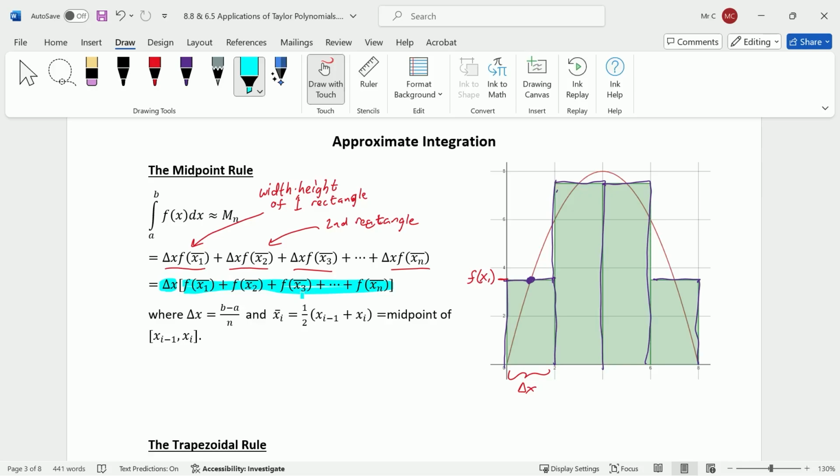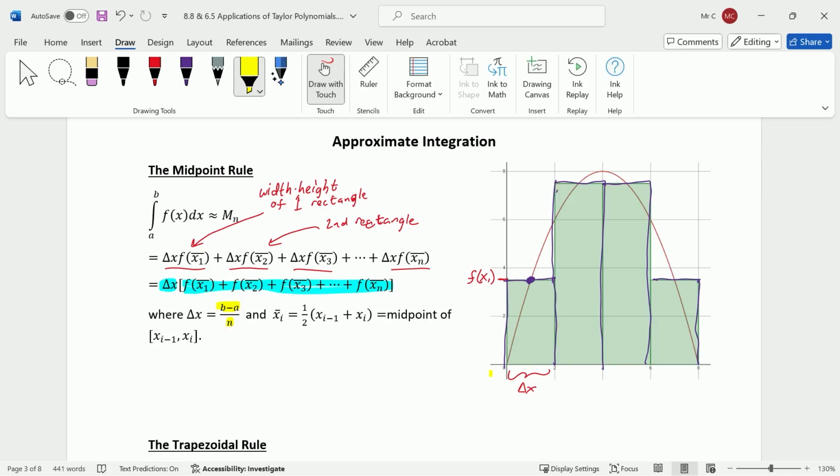Okay, so how do we get delta x? Well, that's really, really simple. We take the width of the interval and divide it by the number of rectangles. That's it. You take how long the interval is, b minus a. You divide it by the number of rectangles. That's your width. Now, how do we get our points? How do we compute the points to find the midpoint of the interval?